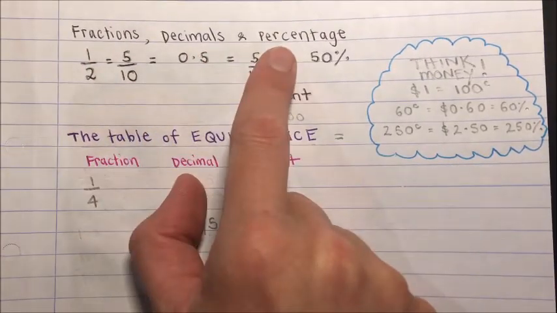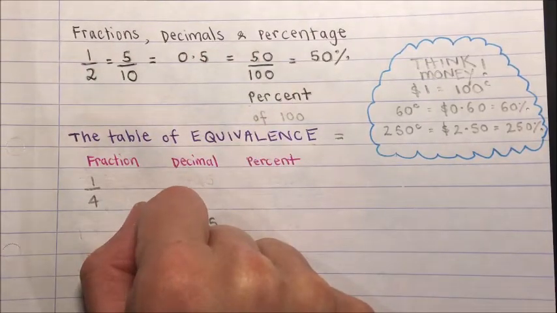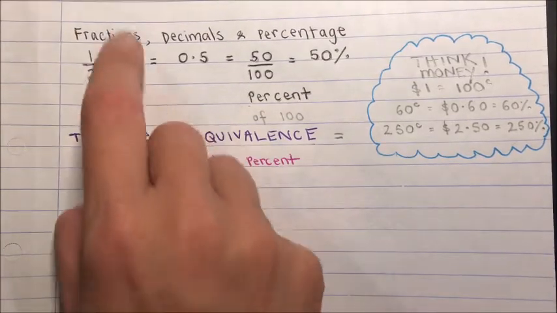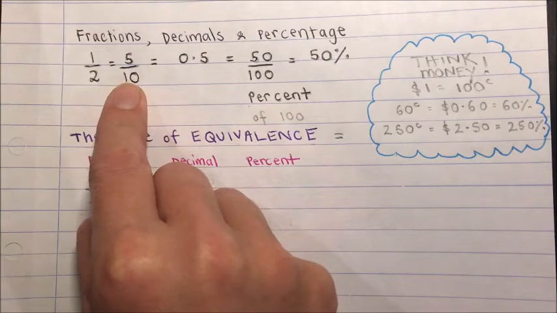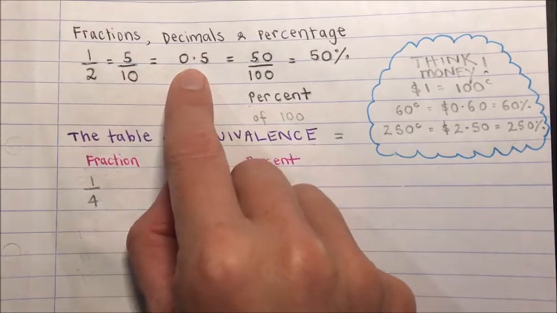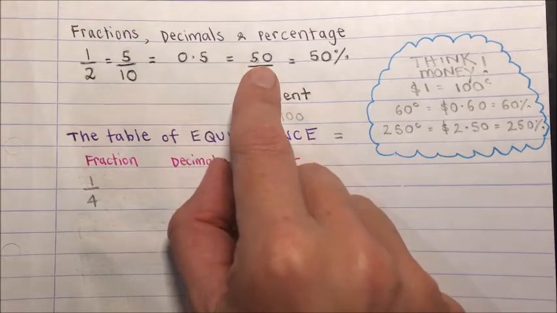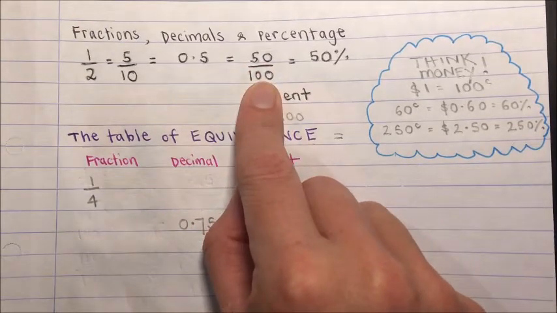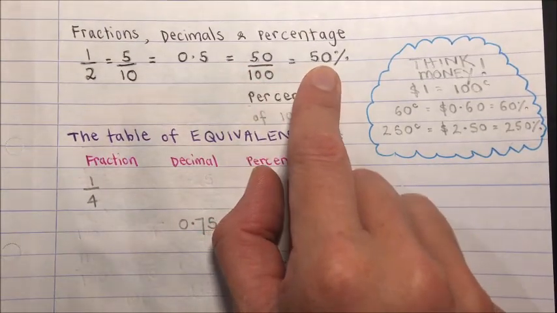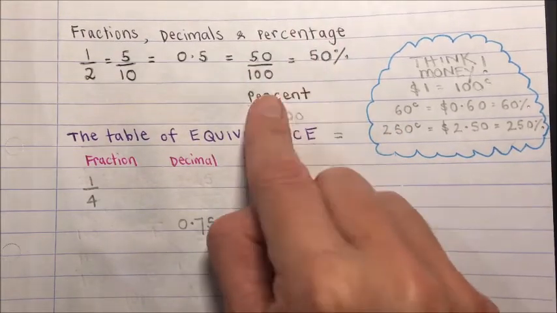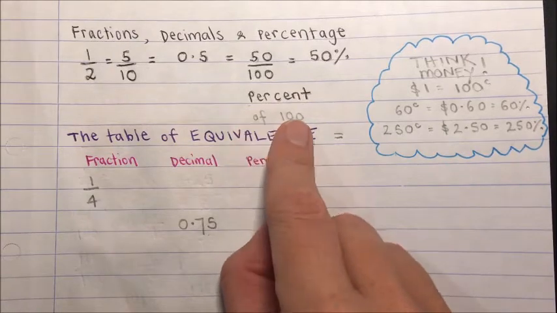Fractions, decimals and percentages: same thing, different contexts. A half is equivalent to 5 tenths. That's in the context of fractions, which is equivalent to the decimal 0.5, which is equivalent to the fraction 50 over 100, which is equivalent to 50%. So what we're looking at now is percentage. Percent literally means of 100.